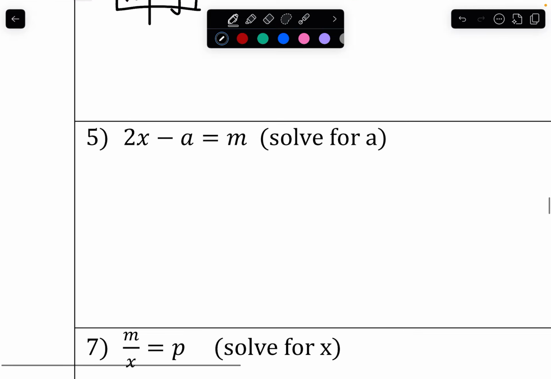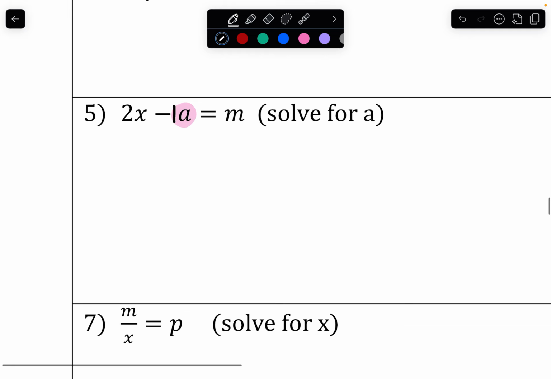Okay, number 5, we're solving for a. Just like the previous example, I'm going to put the 1. And so to isolate a, we need to get rid of this 2x. Don't separate the 2 from the x. We don't want to isolate x. We're isolating a. We just need this whole term to go away.